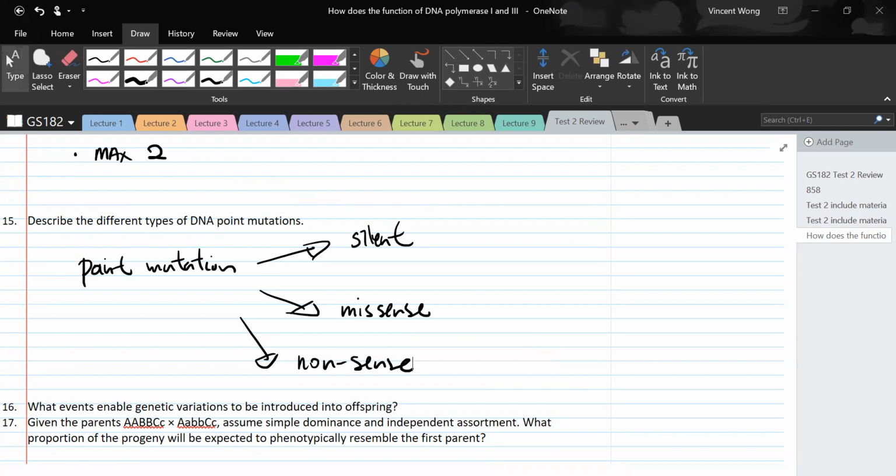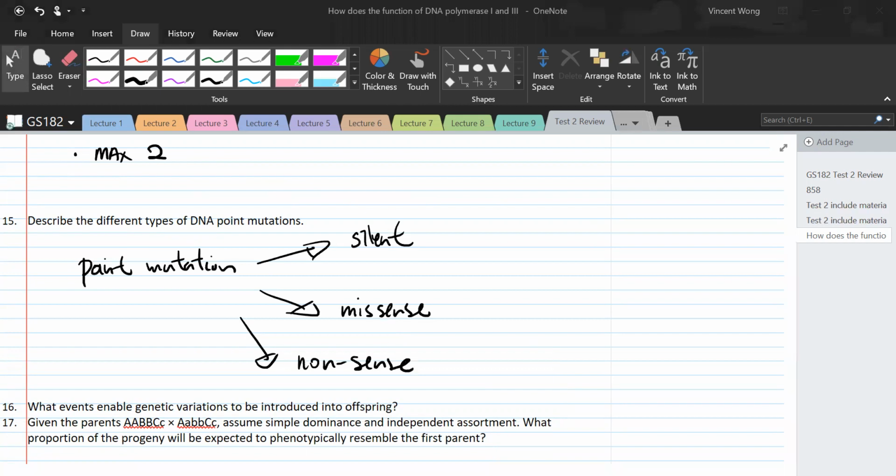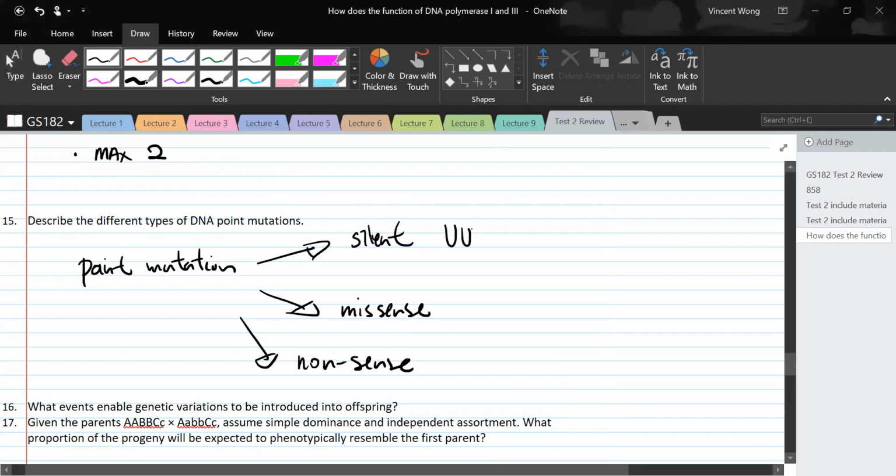So you might have to identify them on the test. You're not going to have to create them because it's just multiple choice. But for example, UUU becomes UUC. I could ask you what this is, and you look up UUU, that's PHE. You look up UUC, that's also PHE. So this is silent. There's no change.